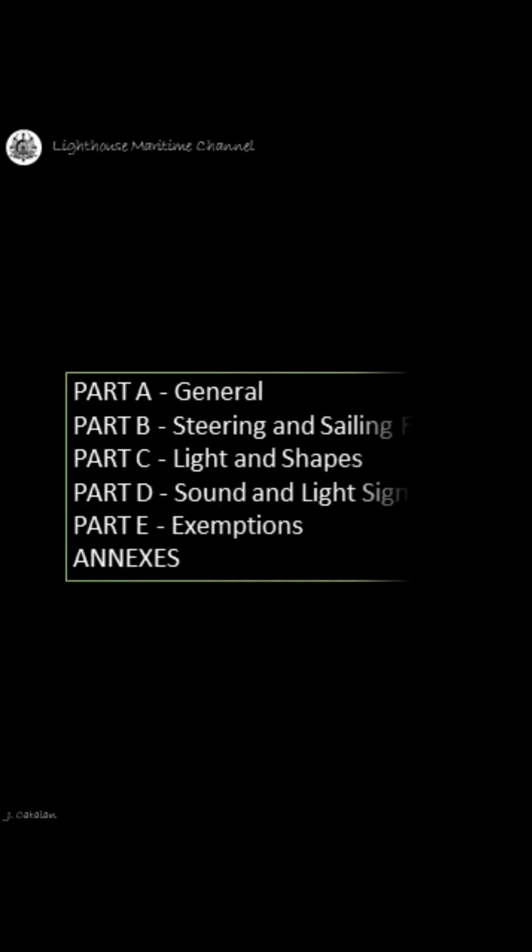Collision regulations has 5 parts. Part A, General. Part B, Steering and Sailing rules. Part C, Lights and shapes. Part D, Sound and light signals. Part E, Exemptions and annexes.